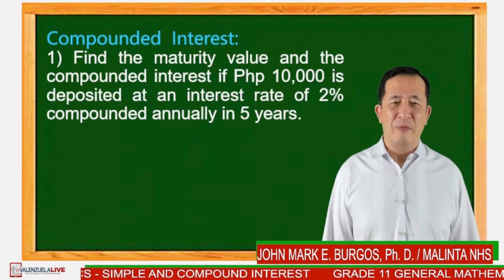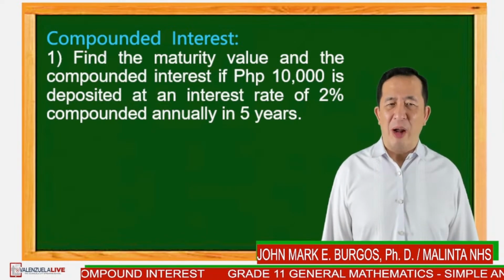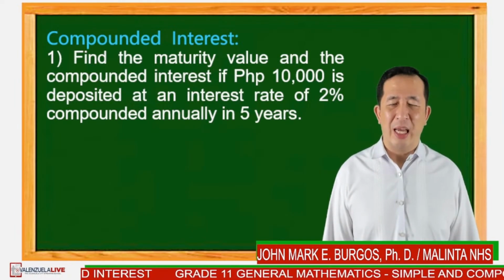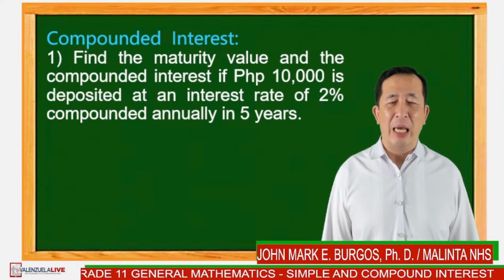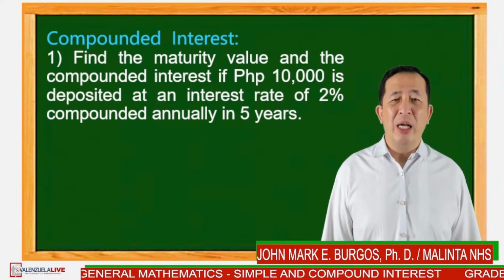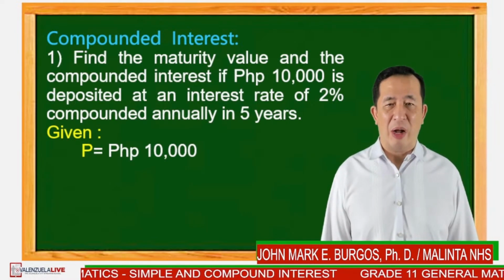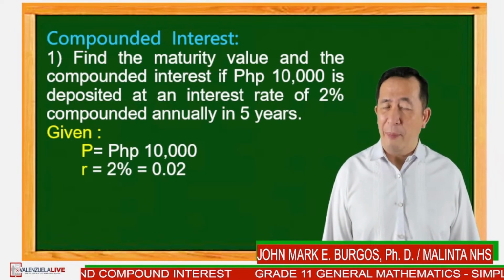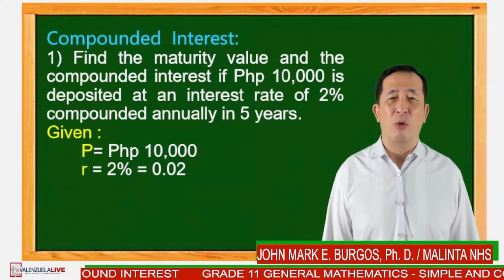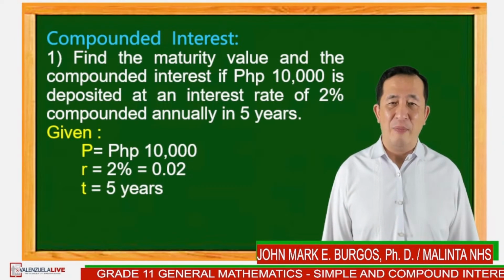Find the maturity value and the compounded interest if 10,000 pesos is deposited at an interest rate of 2%, compounded annually in 5 years. So the given from the statement is P is equal to 10,000, R is equal to 2%, but we have to convert that to decimal, so that will be 0.02, and T is 5 years.